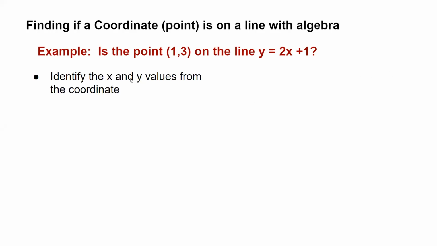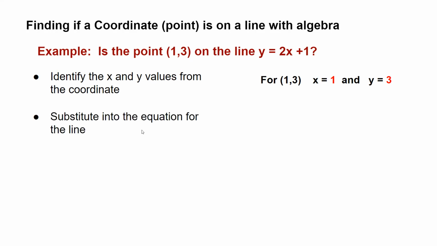The first thing we want to do is correctly identify the x and y values from the coordinate. We remember that the first part of the coordinate is x and the second part is y. So that means for (1, 3), x = 1 and y = 3. Next, we want to substitute those values of x and y into the equation for the line. That would look like this. We've replaced y with 3, and we replaced x with 1.